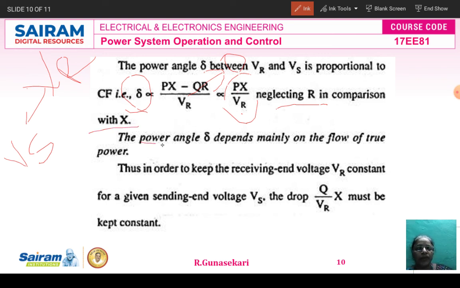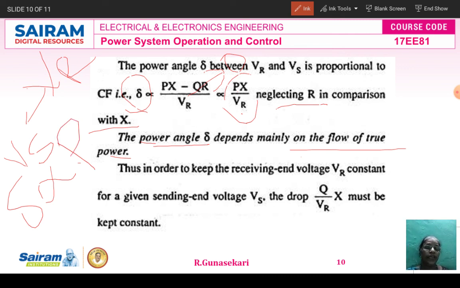So therefore, the power angle delta depends on the flow of the true power, that means P. So delta is proportional to the real power P. So that way you see the voltage depends on the reactive power Q, but the power angle depends on the real power P. Therefore, if you want to keep the receiving end voltage VR constant for the given sending end voltage Vs, the drop, that is QX divided by VR, must be kept constant.